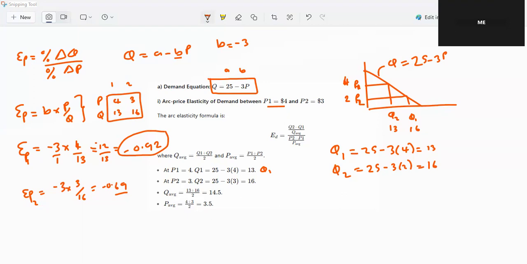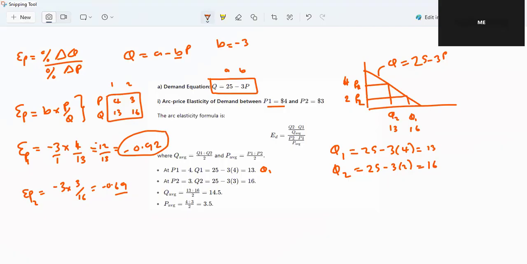Am I talking to myself or is my network clear? Can somebody respond? I think my network is clear. Yes, it's clear. Pardon? Yes, the network is clear. All right, okay.